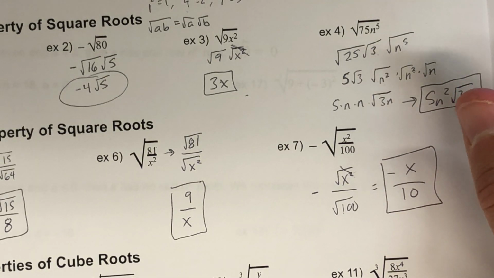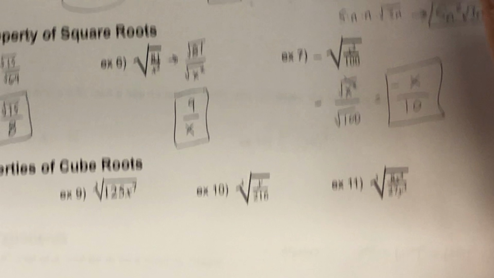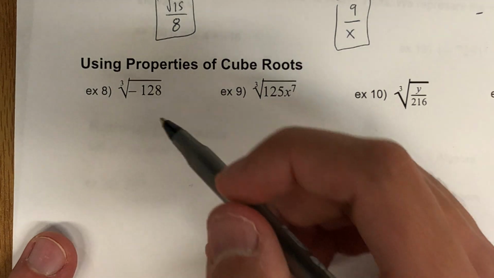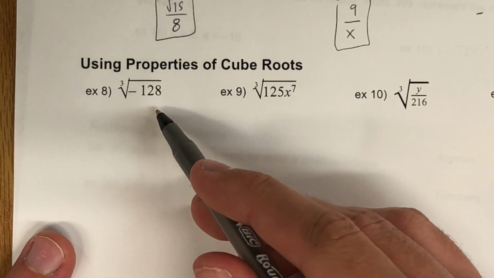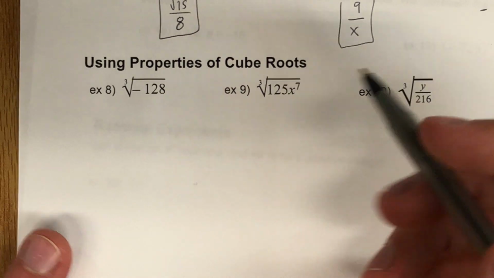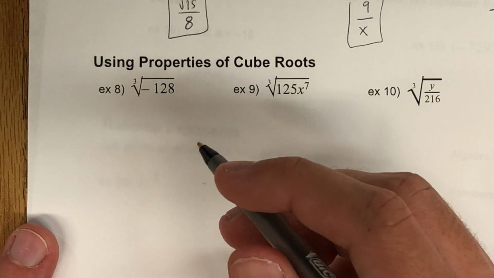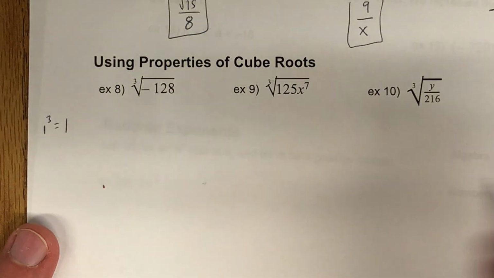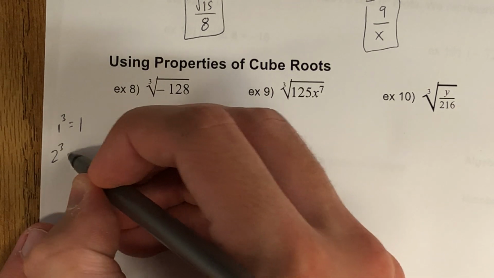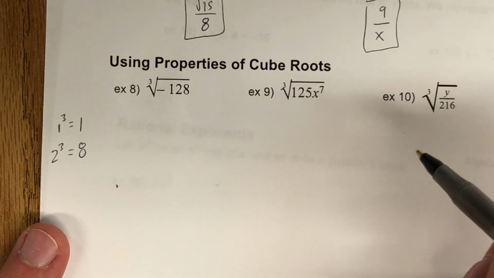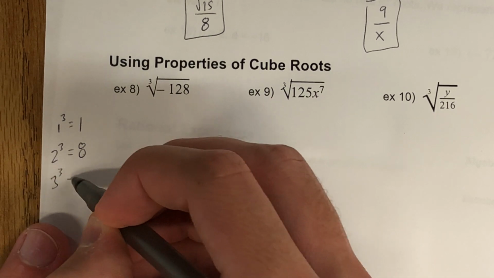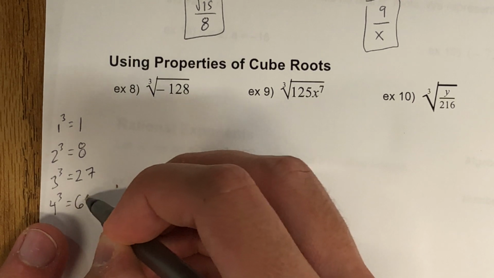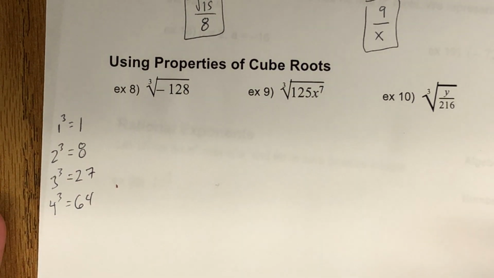Okay. All right. Our last thing here, in terms of properties, is just thinking about cube roots. So remember, for cube roots, you're looking for what cubed gives me this value, or what type of factors are perfect cubes. So as we think about perfect cubes, 1 cubed is 1, so 1 would be a perfect cube, obviously. 2 cubed is 8, so 8 we consider a perfect cube. 3 cubed would be 27, so we consider 27 a perfect cube. 4 cubed is 64, so we consider that a perfect cube.